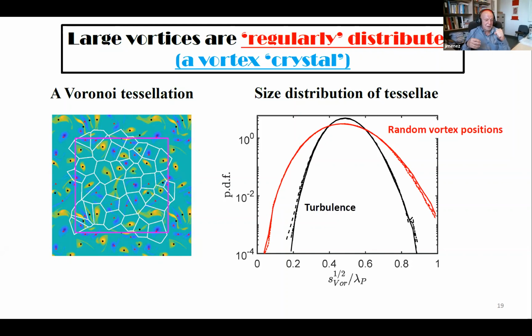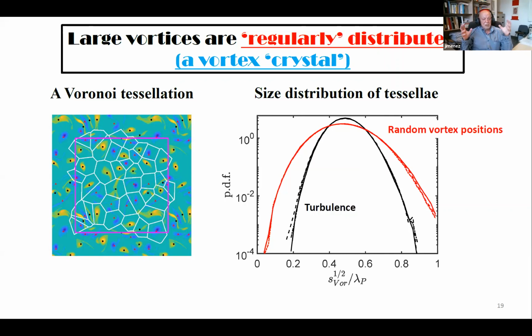If I am a positive vortex, I need a negative partner. Because this negative partner also needs another positive vortex, the whole thing has to be organized somehow, and it is organized into something that looks like a random crystal. You can call it a stochastic crystal or something like that.